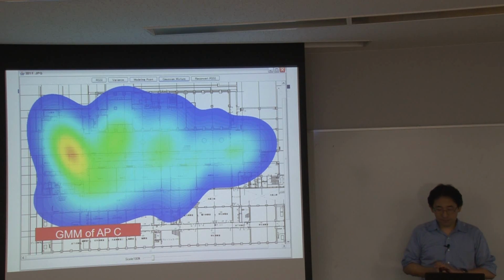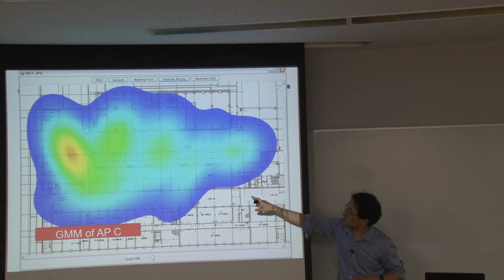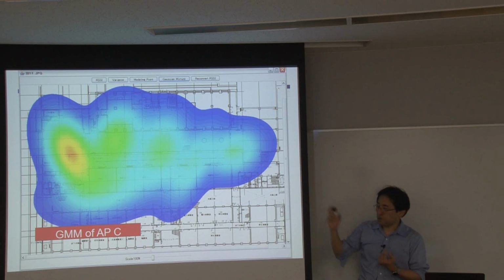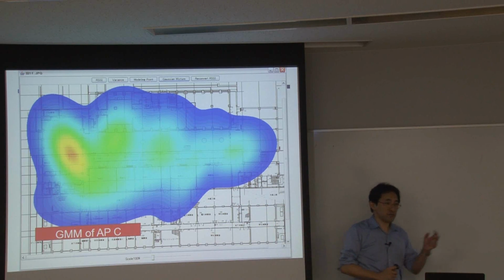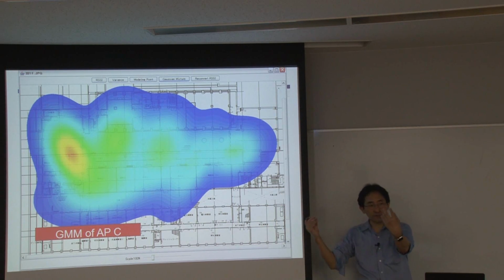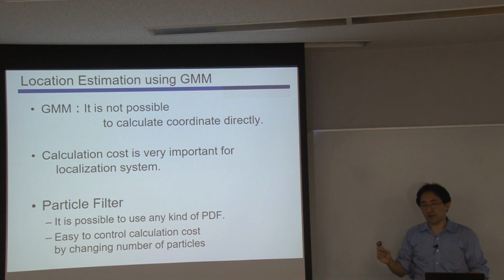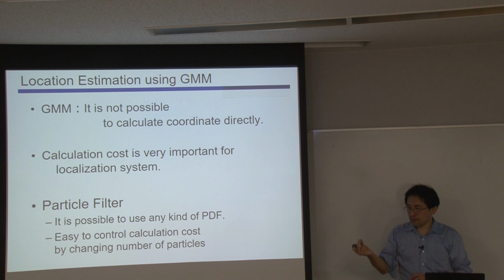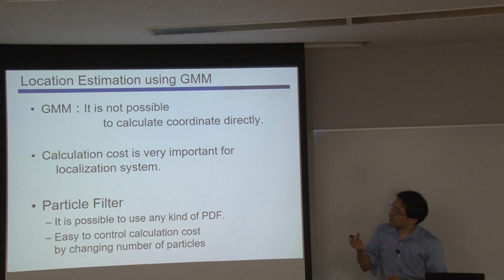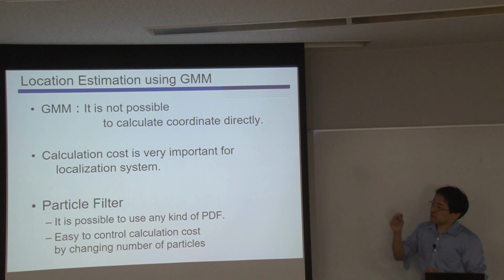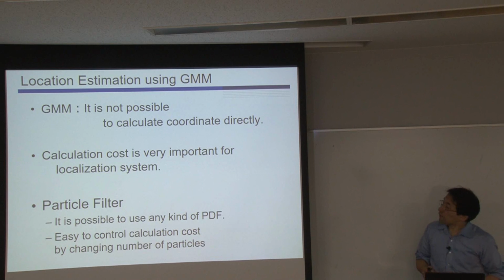Then when we are somewhere in this place, we get different signals from the different access points. We get some power from access point A, access point B, and access point C. Then we have to estimate the location. However, with a Gaussian mixture model, it is not easy to calculate the coordinate from some received signal strength. The calculation cost is very important, so we use a particle filter to make it faster.